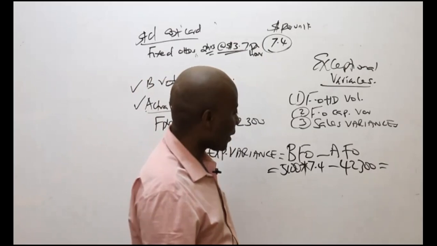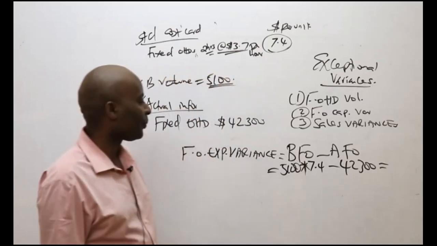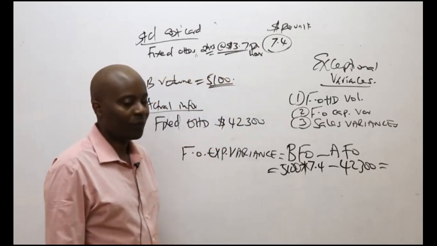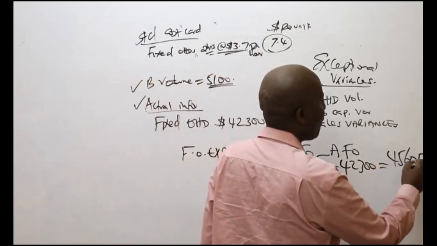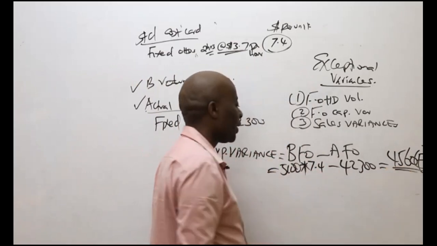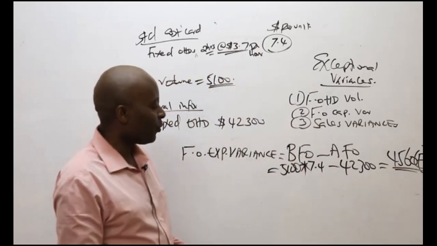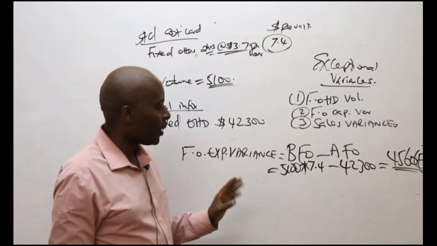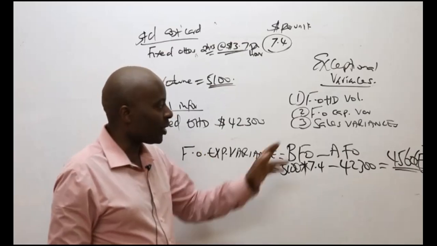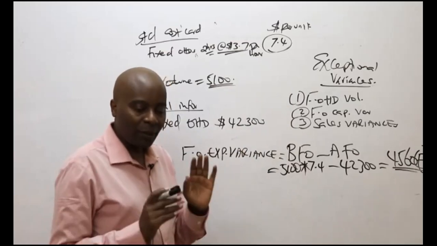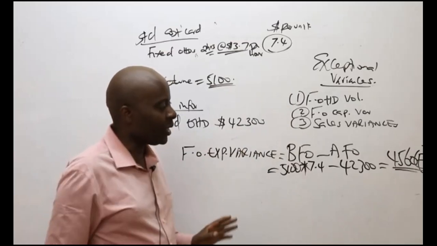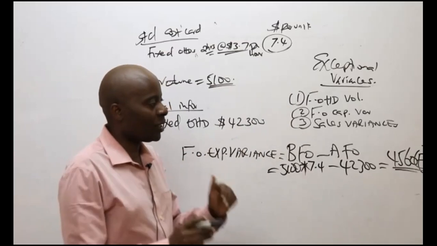So what variance are we getting? 4560 favorable. Is there anyone who got this figure? No, first of all, let's see whether this figure is correct. Remember, fixed overhead expenditure variance is not among the exceptional. So interpret it normally. So 4560 favorable.